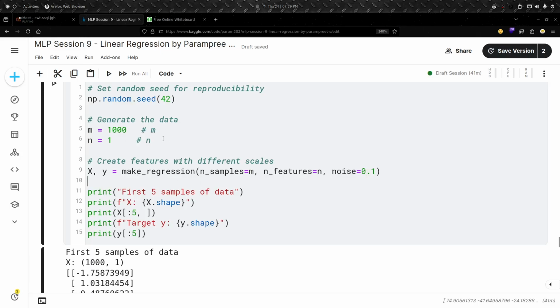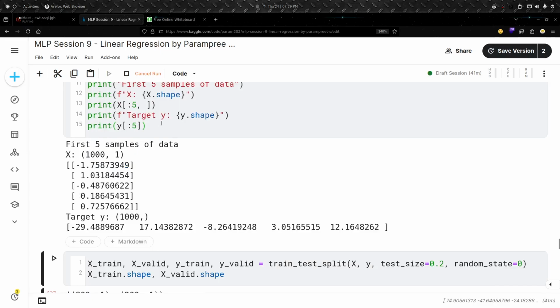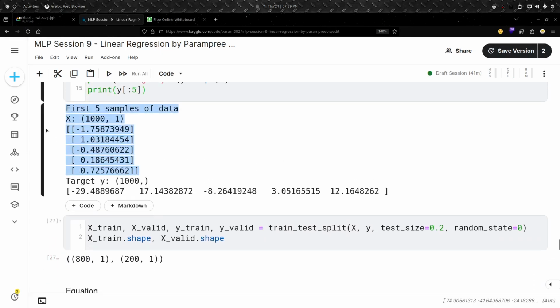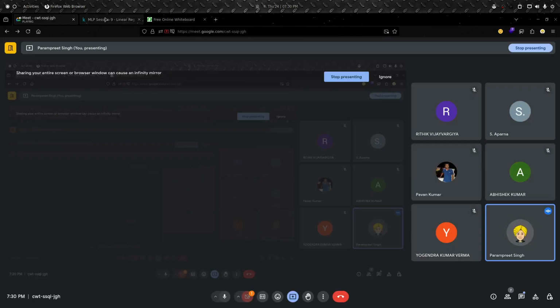Now what we are doing here is, with the help of 1000 examples and one feature, we are creating a data set. This is the first 5 samples of the data set for x, and this is the first 5 samples of the target label y, out of 1000 samples. Is this clear? Till now it is clear, guys?